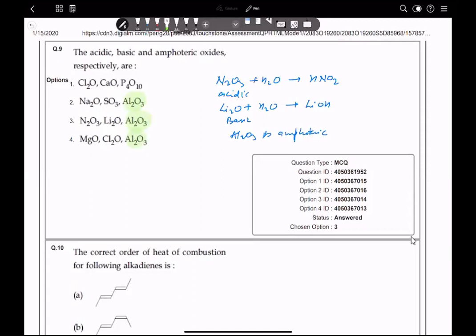Now check the first one. The acidic one is N2O3 only, and MgO and Na2O are basic. So as per the given options, your answer must be C. Okay.